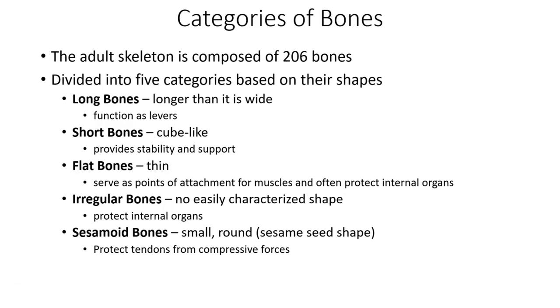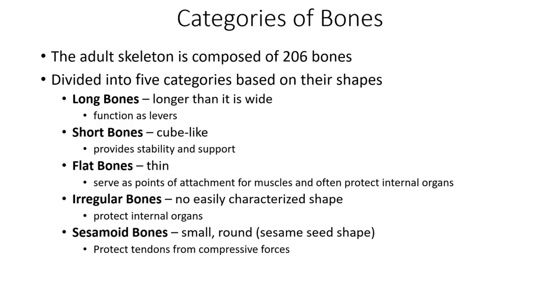All right. So bones of the skull are mostly going to be flat bones. The scapula, the sternum, and the ribs are all considered to be flat bones. So you can kind of imagine how those are going to help protect internal organs while also being an attachment point for muscles. Next up are irregular bones.